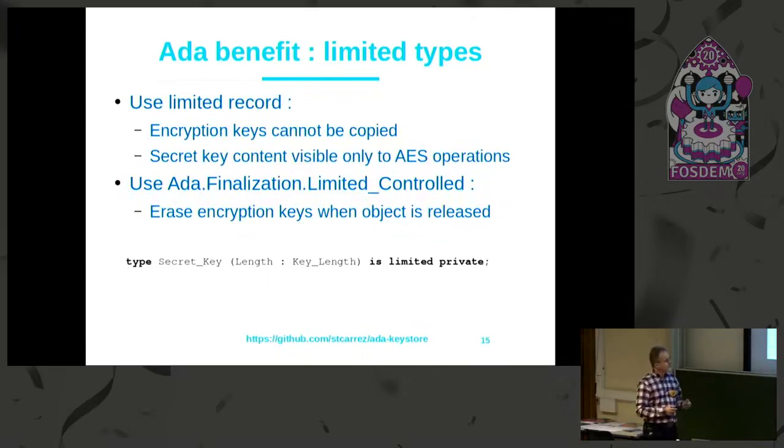And the last thing is that the secret key type is using a limited controlled type, which allows me to erase the content of the secret key as soon as the object is released. So in terms of memory, when I create a secret key, I'm sure that it is erased when the object is no longer necessary.